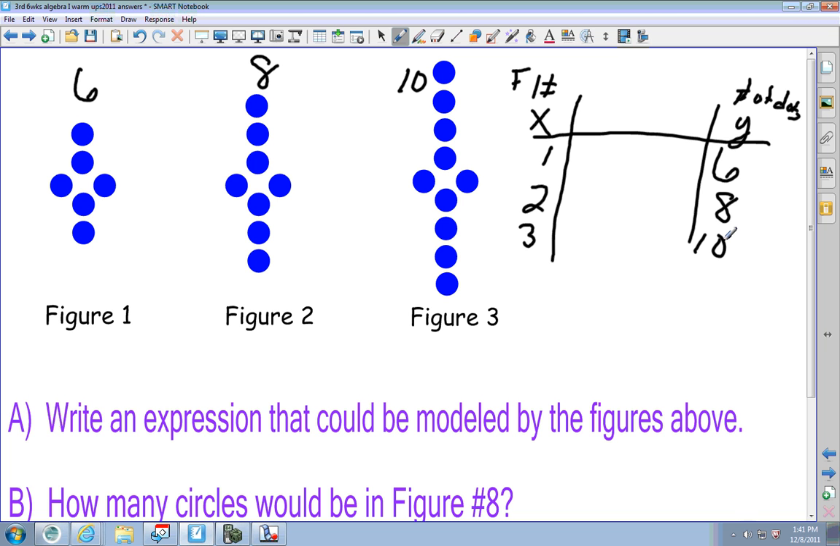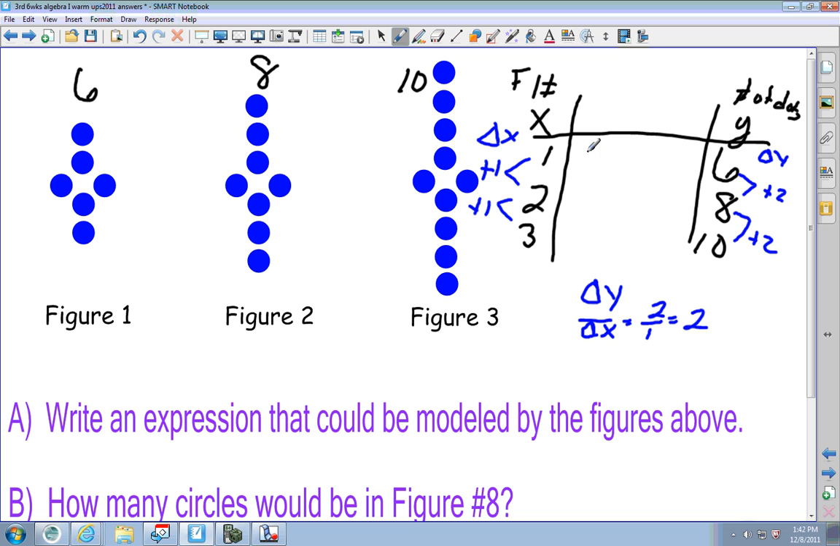Now, to write an expression, let's see what's going on. Let's find delta y, the change in y, plus 2, delta x, plus 1, plus 1. Delta y over delta x, 2 over 1 is 2. My 2 is my coefficient, my slope, times my variable, which is 1. Well, 2 times 1 is 2. What do you have to add to 2 to get to 6? Plus 4. So my expression is going to be 2x plus 4.